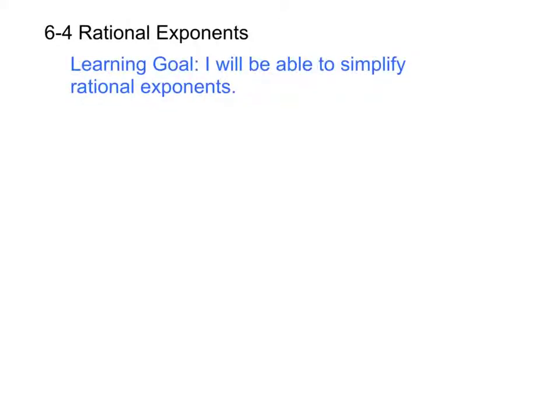Today we will be covering 6-4 rational exponents. Your learning goal is that you will be able to simplify rational exponents. Now, if you can recall, a rational number is a number that can be written as a fraction. So you're going to see a lot of your exponents as fractions.